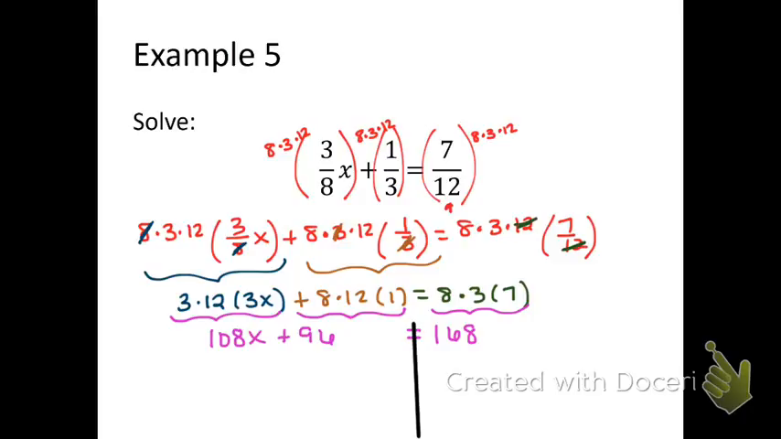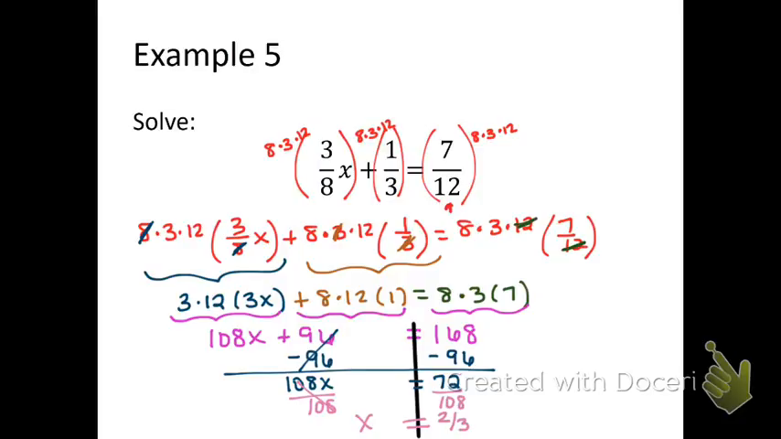So I'm going to subtract 96 because it's positive. I've got my 108x. 96 minus 96 cancels. Equals 168 minus 96 is 72. And then that's 108 times x. Opposite of times is divide. And I need to get rid of that 108. So the 108 cancels, so I get x equals 72 over 108, which reduces to 2 over 3.